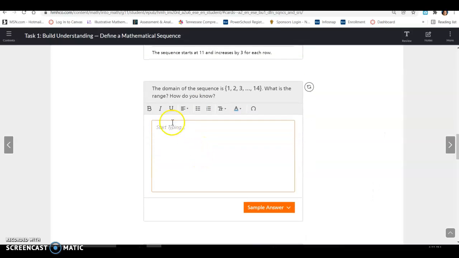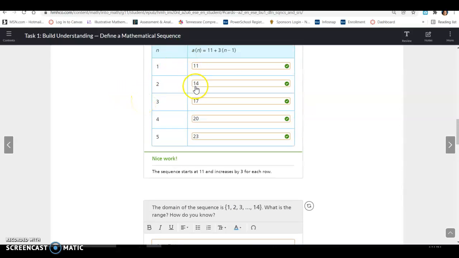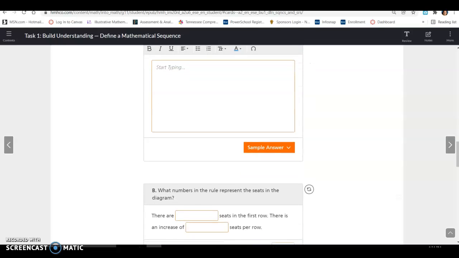Okay, so it says the domain of the sequence is 1 through 14. That's because there's 14 rows in the theater. So what is the range? The range would be 11, 14, 17, 20, 23, and then ... whatever you plug in to get 14. So let's see. 14 minus 1 is 13. 13 times 3 is 39. 39 and 11 give you 50. So we would have these terms, and then ... comma, 50 would be the last number in the range.